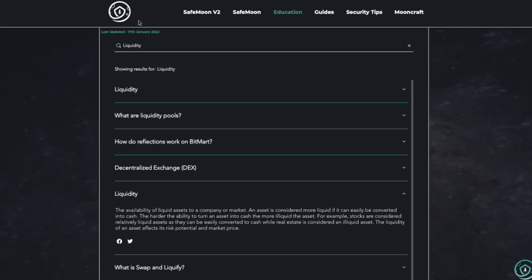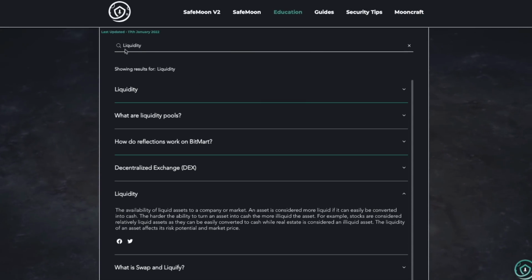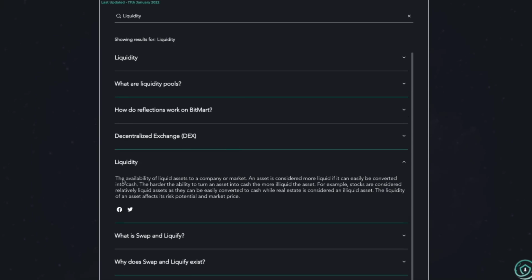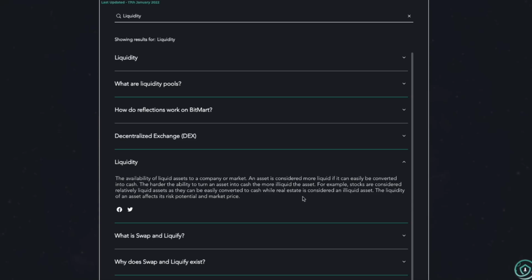So if we go to safemoon.education and you go to the knowledge base section, you can search liquidity. And if you read down here under liquidity, liquidity is defined as the availability of liquid assets to a company or a market. An asset is considered more liquid if it can easily be converted into cash. The harder the ability is to turn that asset into cash, the more illiquid the asset. For example, stocks are considered relatively liquid assets as they can be easily converted into cash, while real estate is considered an illiquid asset. The liquidity of an asset affects its risk potential and market price.